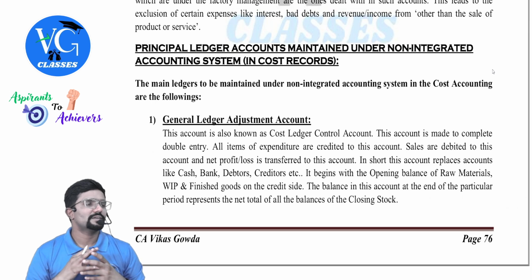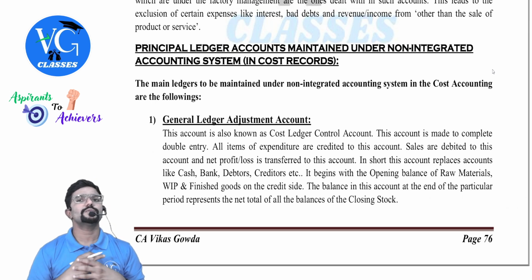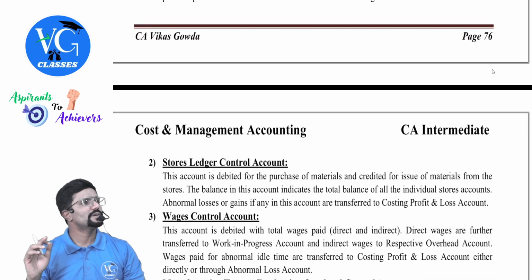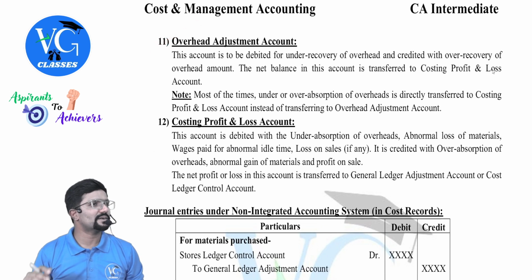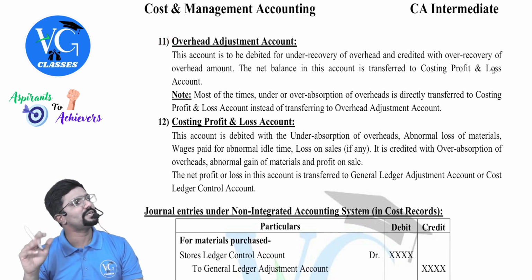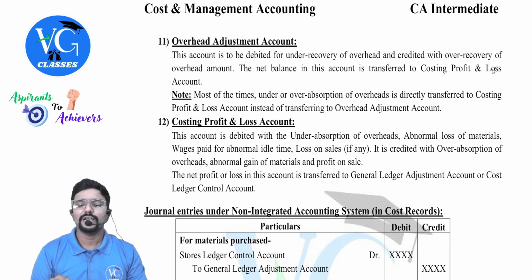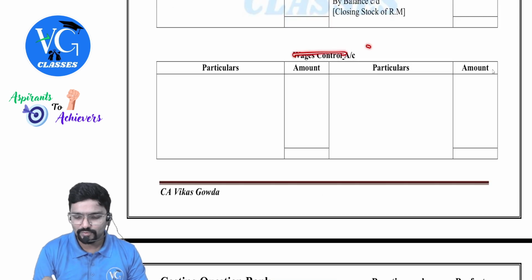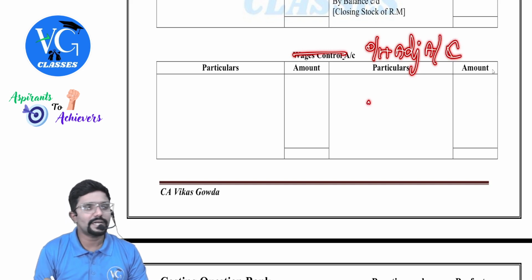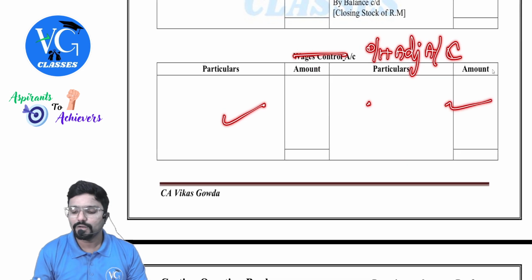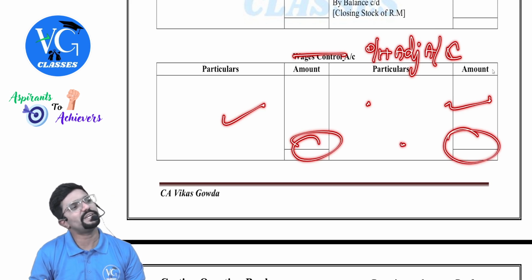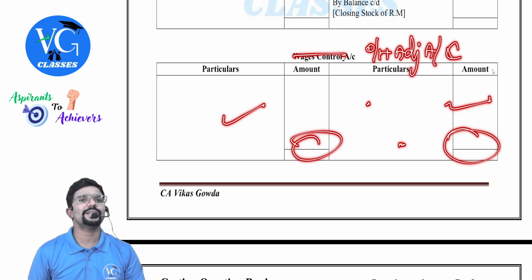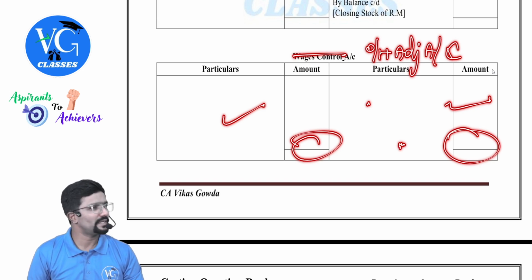Got it? Yes. So we learned, sir, whenever there is an under absorption or over absorption, we straight away transfer it to costing P&L. But they have given one option. You can transfer it to overhead adjustment account, and from there, the final balance you transfer to costing P&L account. For example, I am maintaining a separate account. Assume this is overhead adjustment account. Whenever under absorption is there, you debit it. Whenever over absorption is there, you credit it.